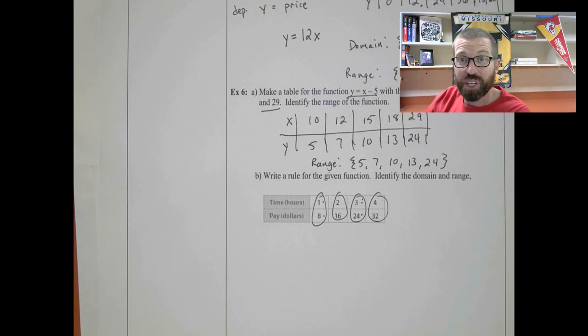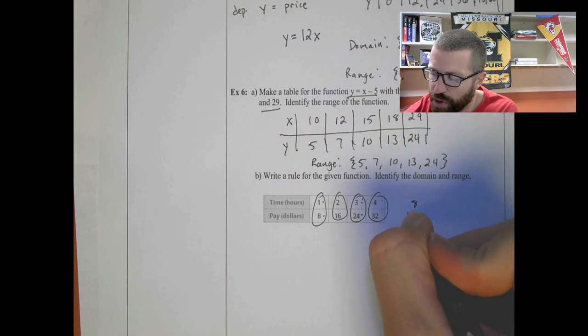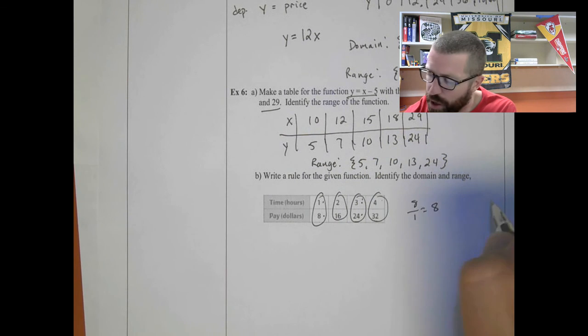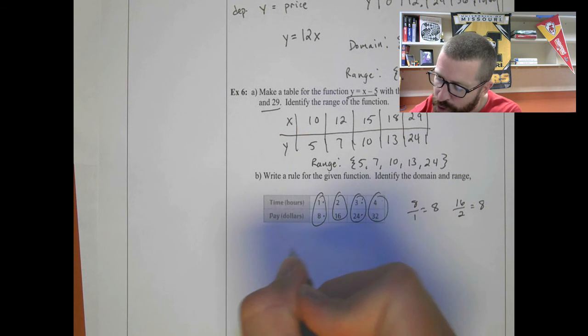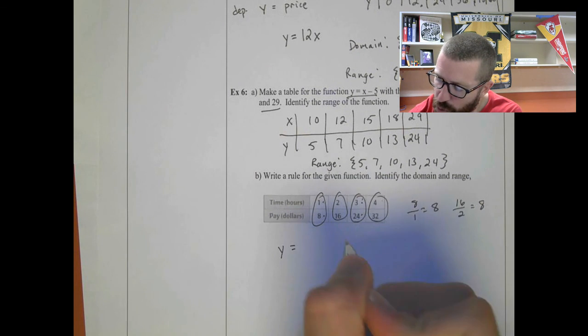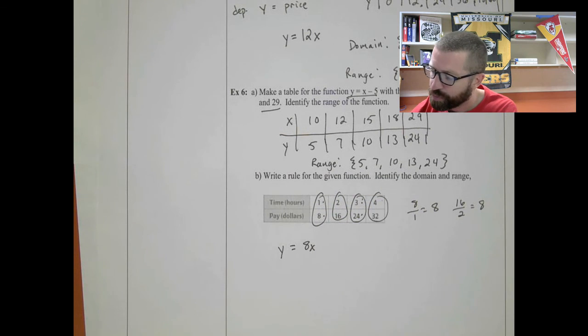Now, this is a little tricky if you do not know your multiplication facts super well. And so to work around that, just use division. You can kind of work off to the side. Well, 8 divided by 1 is 8. And 16 divided by 2 is 8. So that means you're multiplying by 8 each time. Okay, so that means my function is y is equal to 8 times x.